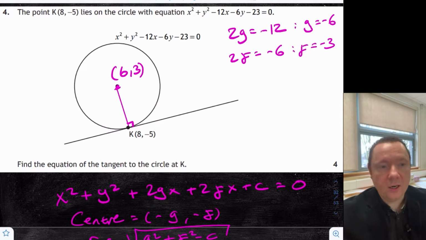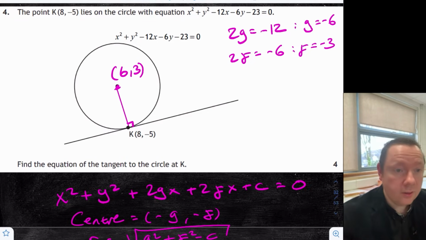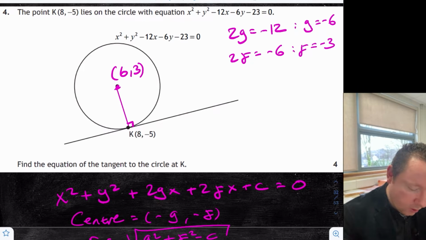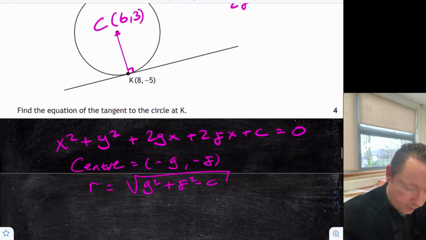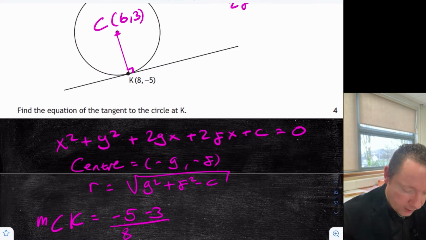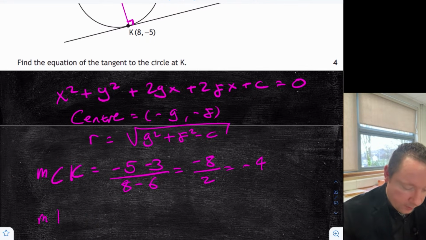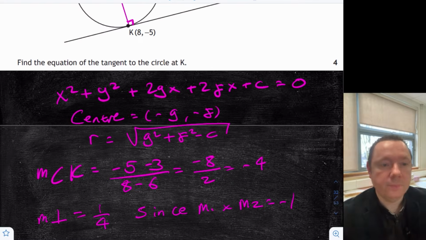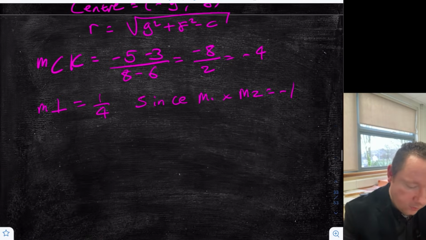Once we've got our centre, we can find the gradient between our centre. Let's just call our centre C. So the gradient between C and K is minus 5 take away 3 on the top and 8 take away 6 on the bottom. Minus 5 take away 3 is minus 8 over 2, which is minus 4. So the gradient of our perpendicular equals a quarter, since m1 times m2 equals minus 1. So our point is (8, minus 5) for K.